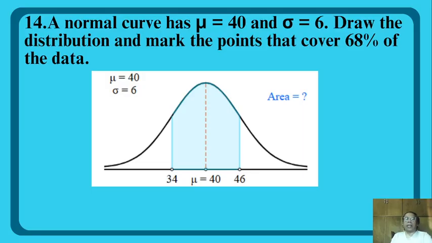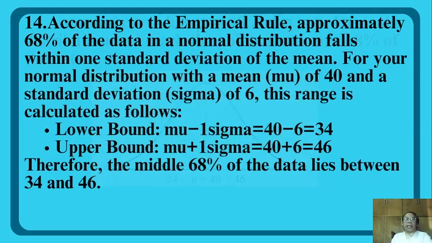So that 68% is mu plus or minus 6. So 40 plus 6 is 46. 40 minus 6 is 34. And that's the correct illustration. That's the correct drawing of the distribution. And with those markings of 34 and 46, that's the 68% of the data.